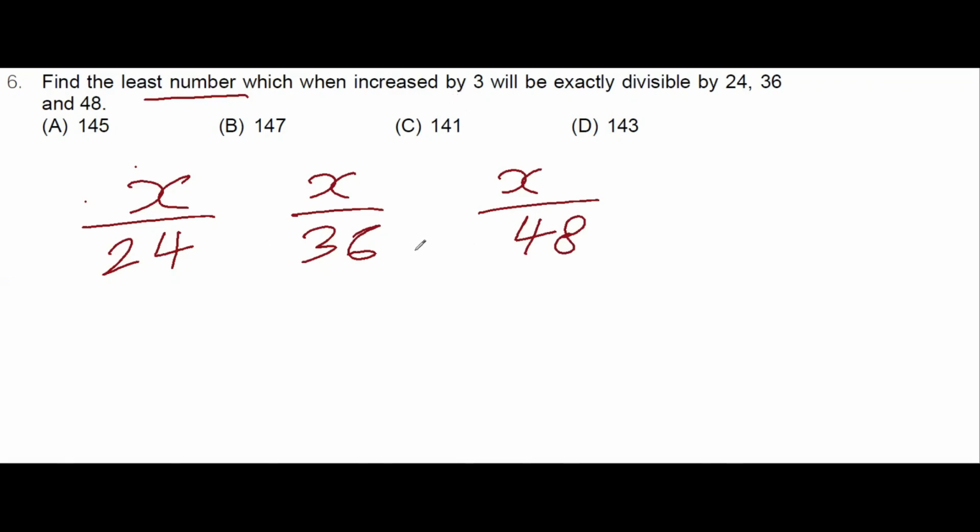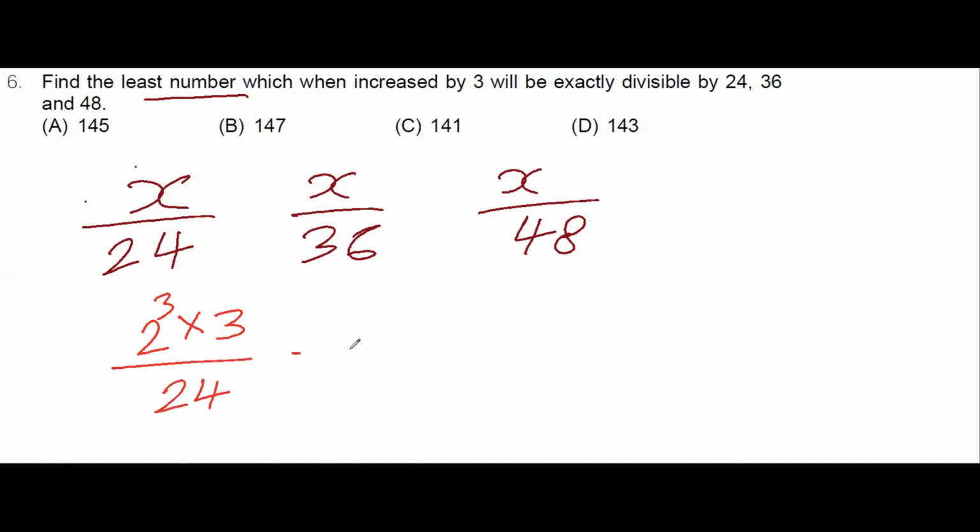So I will assume that x is the number that is exactly divisible by 24, 36 and 48. For that I will initially write the value of x as 24. What is 24? 24 is 8 times 3, that is 2 cube into 3. This number is divisible by 24.